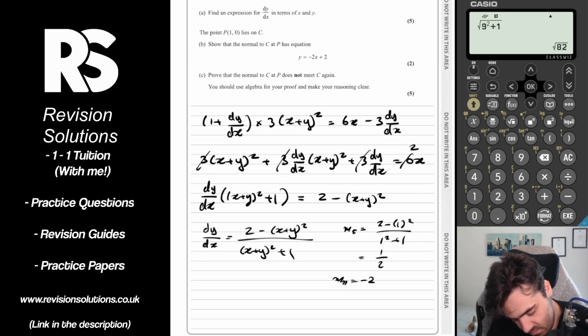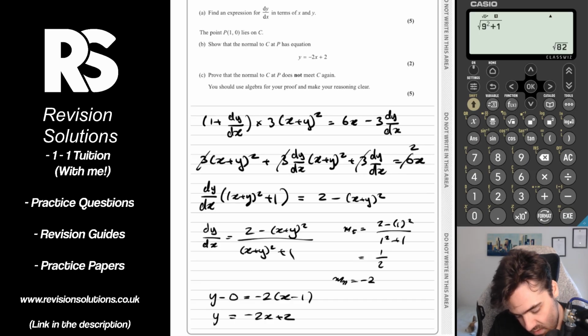Then using our formula for a straight line, y minus the y coordinate, y minus 0, equals our gradient times x minus the x coordinate. Multiplying that out does give us minus 2x plus 2, like they asked for.